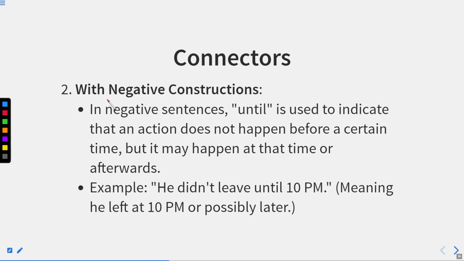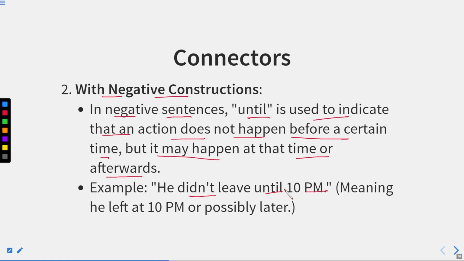Now let us move to the next one, that is negative constructions. In negative sentences, until is used to indicate that an action does not happen before a certain time, but it may happen at that time or afterwards. He didn't leave until 10 p.m.